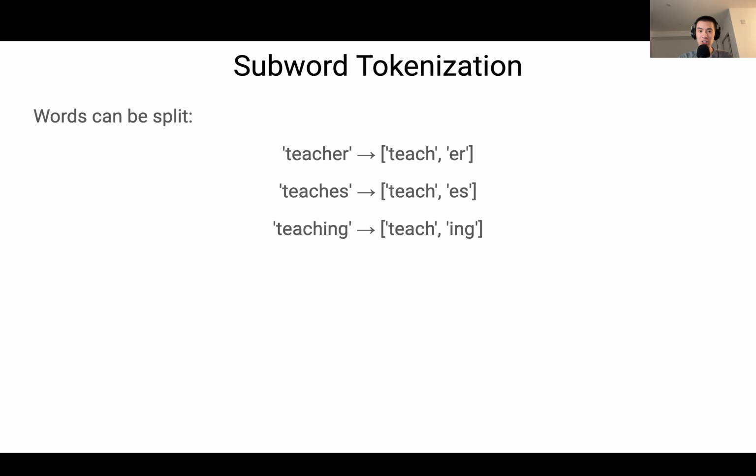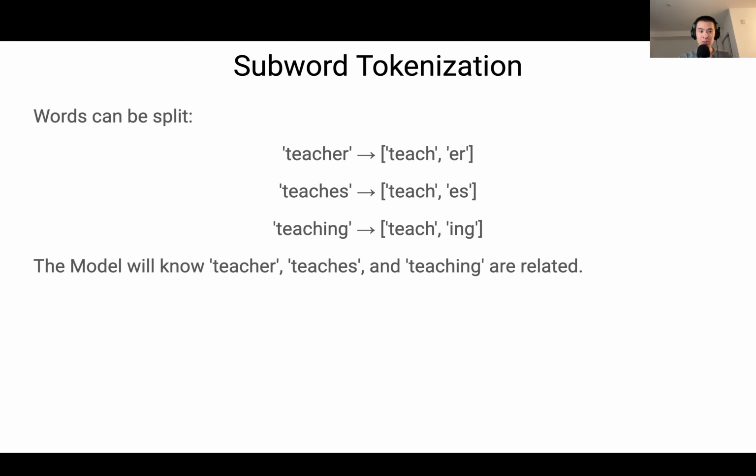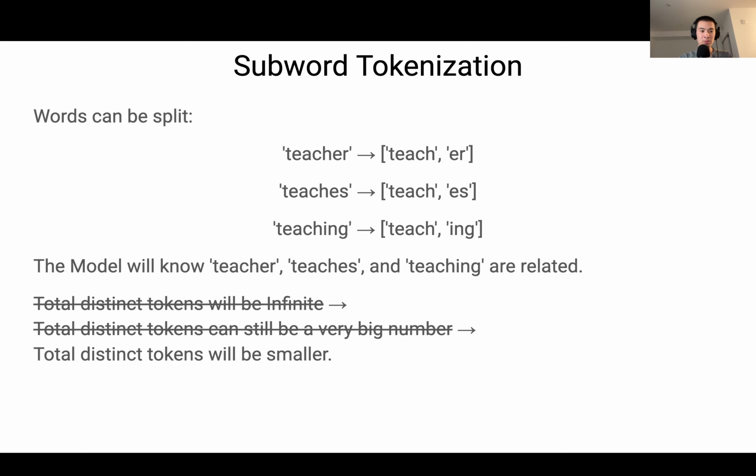Can you think of a massive benefit of this? The model will know that teacher, teaches, and teaching are related. And now, instead of having an infinite number of tokens or a very big number still, now the total distinct tokens will be smaller. Okay, that's it for this video.